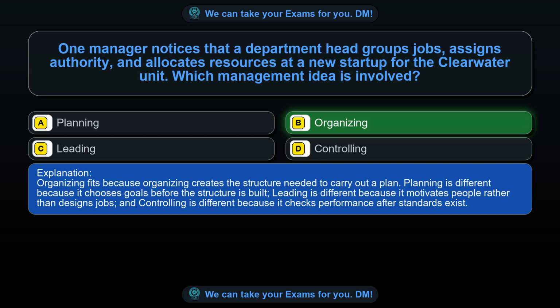Leading is different because it motivates people rather than designs jobs. And controlling is different because it checks performance after standards exist.